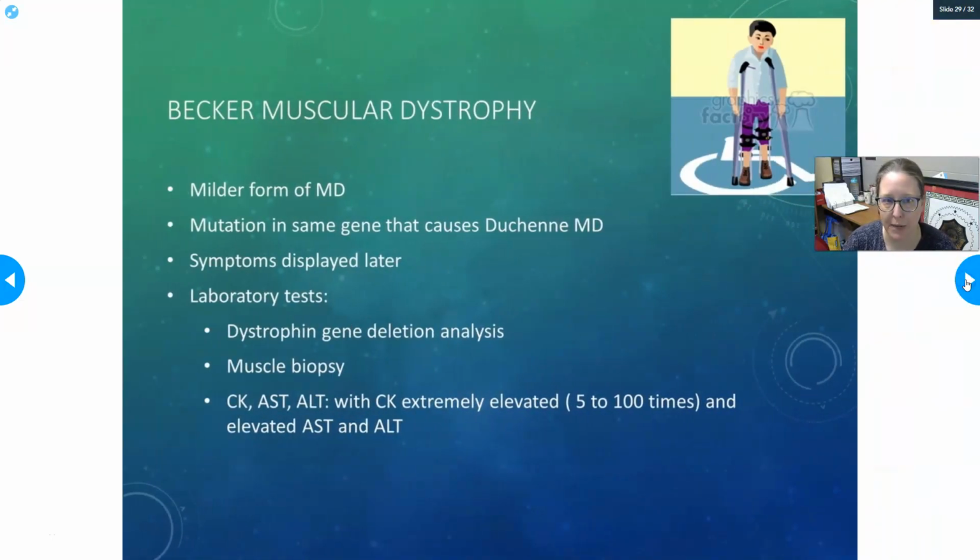Next is going to be the Becker Muscular Dystrophy. It's a milder form of muscular dystrophy. The mutation is in the same gene that causes Duchenne muscular dystrophy, but the symptoms are displayed later in life. In the lab test, it's possible to do a dystrophin gene deletion analysis and a muscle biopsy. The clinical lab tests are going to be the CK, AST, and ALT with a CK that's extremely elevated. It's 5 to 100 times normal, and elevated AST and ALT again from that destruction of the muscle.